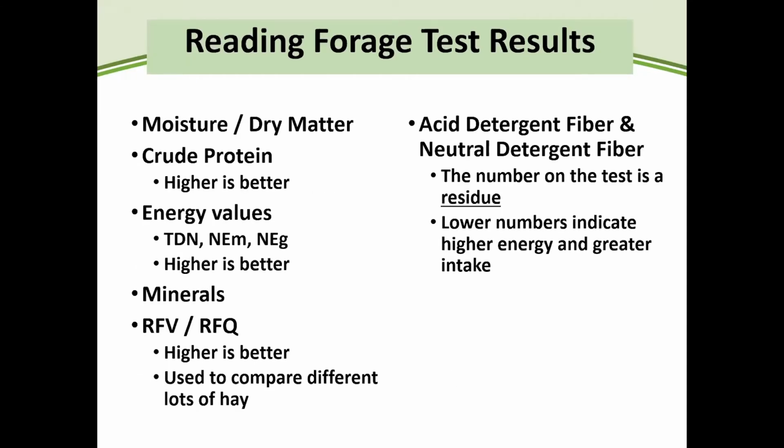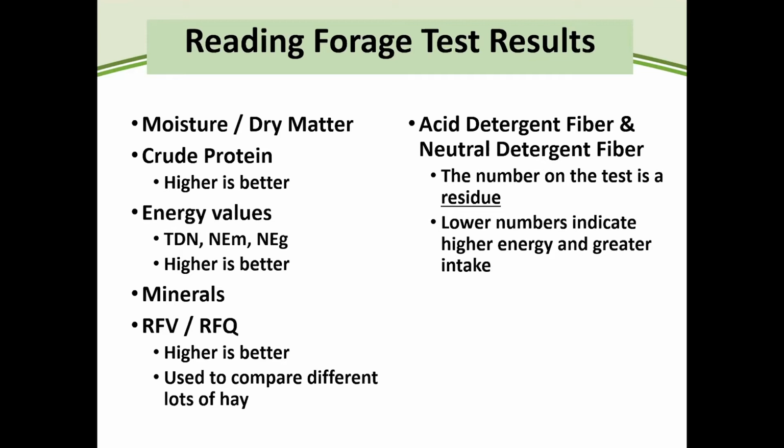In terms of reading a forage test, there's a couple things that just kind of are what they are: the moisture or dry matter and the minerals. It's important to know what they are, but again, they sort of are what they are. The protein, energy, and the quality indexes are always higher is better. So we're always looking for, again, levels of those that are higher than one in a different sample or whatever. So that's pretty simple and straightforward.